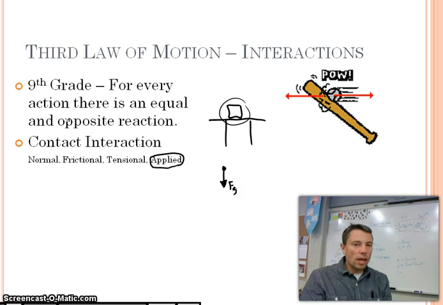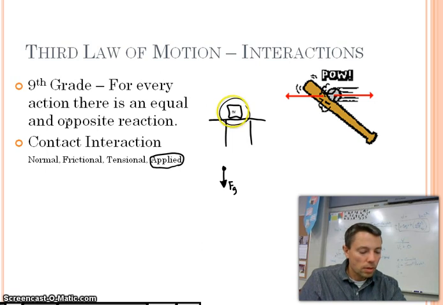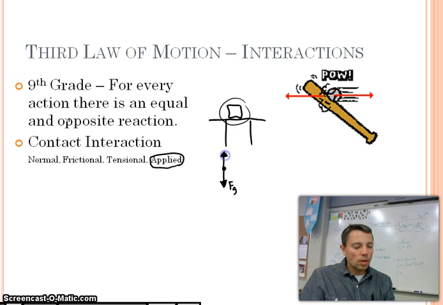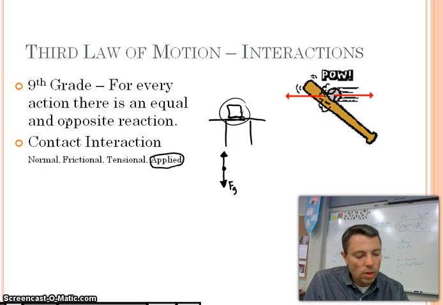The table applies a force upward to the box. So in other words, there's another force that's being acted on the box, and that force upward we have a name for, and it's called a normal force. And a normal force is any force that acts perpendicular to two surfaces in contact. So I have surface 1, surface 2. The perpendicular one is perpendicular to that, so that's my normal force.